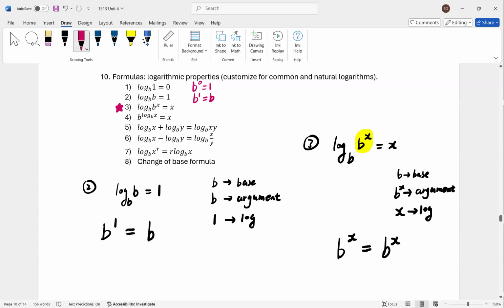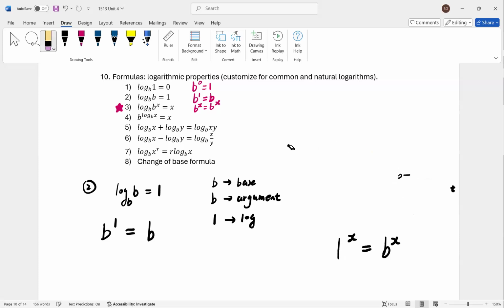Okay, so here I proved number 3, the formula is correct, it is a true statement. So it's equivalent to b to the power of x equals b to the power of x. So that's number 3. Let me erase those, and then we go to number 4.